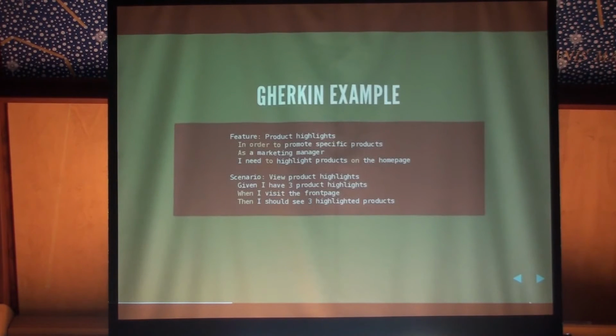So let's have an example of this. This is a test scenario written in Gherkin. First of all, we start with the user story, very common in Agile. So we say, in order to promote specific products, as a marketing manager, I need to highlight products on the homepage. This user story is intended to convey the business value of the thing we're developing to the developers.